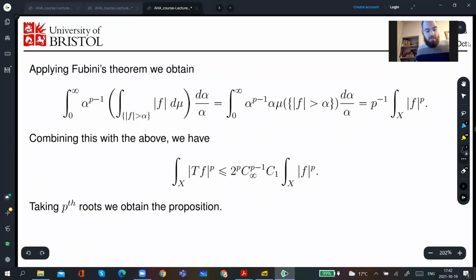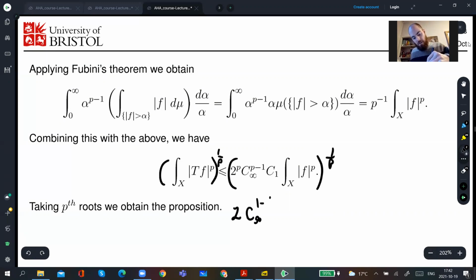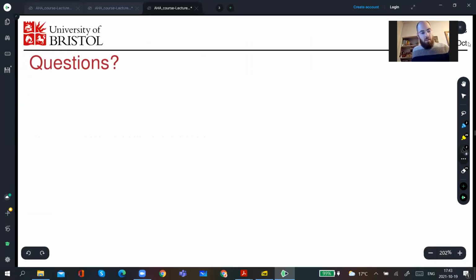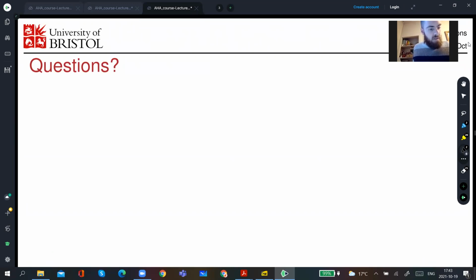This actually gives us a way to express the P norm of our function. And then altogether, we obtain exactly the bound that we wanted, but to the pth power. So when I take 1 over pth roots, we get the 2 and the C infinity to the 1 minus 1 over p, and then C1 to the 1 over p, as we wanted in the proposition. Great. Are there any questions or corrections at the moment?